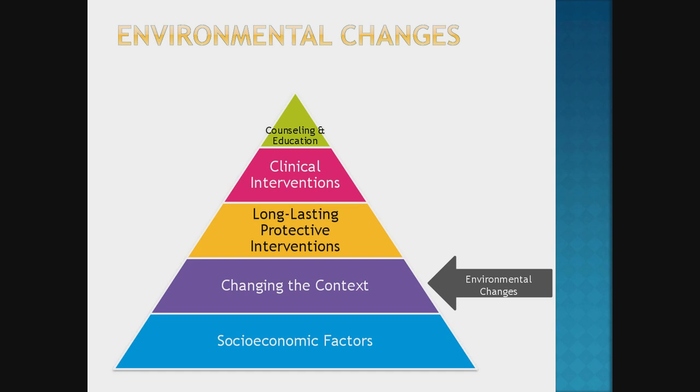However, a community might decide to update the playground equipment in their park to be more accessible for people living with disabilities, which would change the environment without changing policy. So you don't need policy to enact environmental changes within your community, but they can coincide with one another.